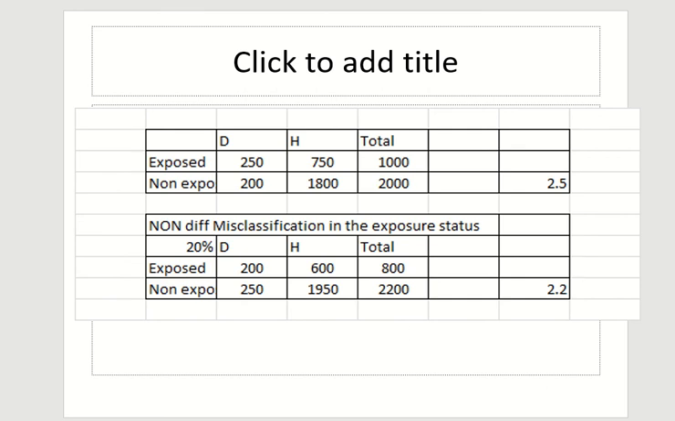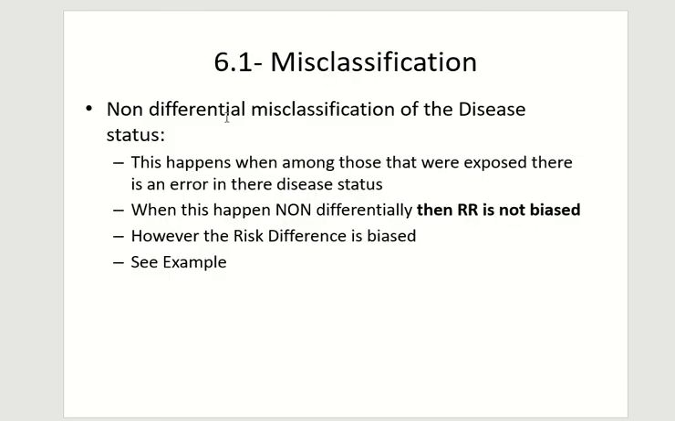Okay. So non-differential misclassification of the disease status. The first time, we were making the error with the exposure. Now we're making the error with regard to the disease. That means we're following exposed and not exposed. However, for some reason, we're not detecting the disease as well as we should. However, the error, we're doing it exactly the same way, whether they are exposed or not exposed.